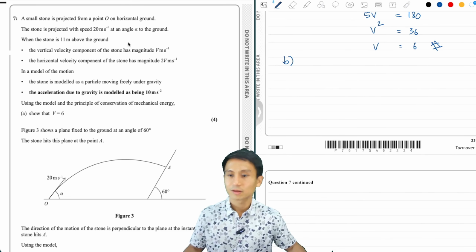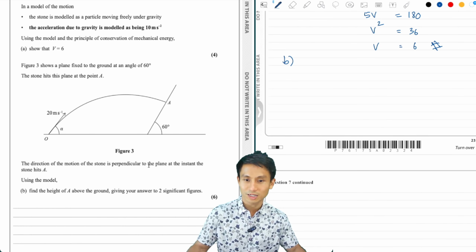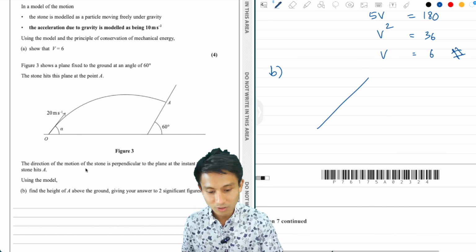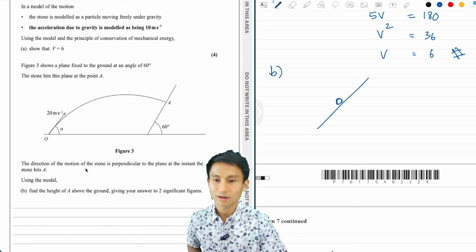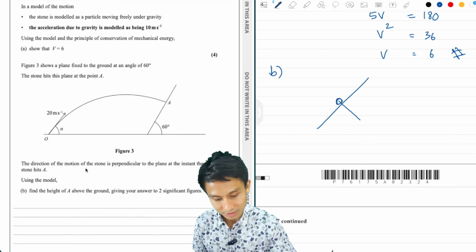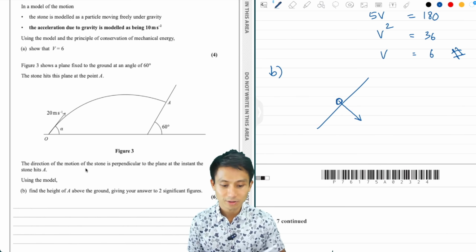Part B. Figure 3 shows a plane fixed to the ground at an angle 60, yeah? The stone hits the plane at point A. Now it's going to hit the plane. The direction of the motion of the stone is perpendicular to the plane at the instant the stone hits A. So it is basically saying that when the stone hits the plane here, the resultant velocity is in that direction. Okay, so that's velocity.